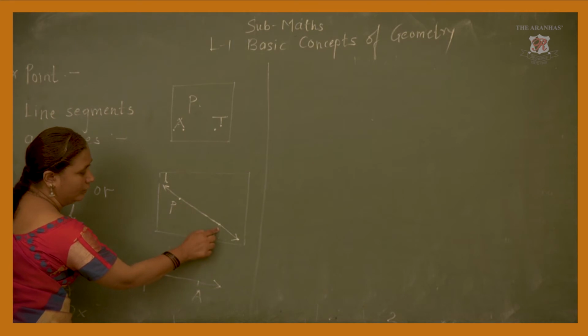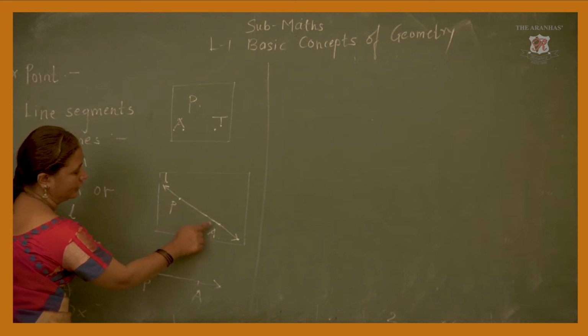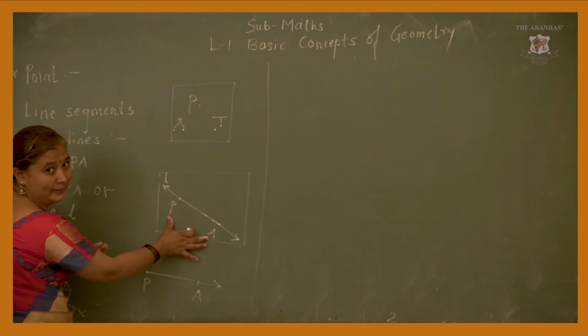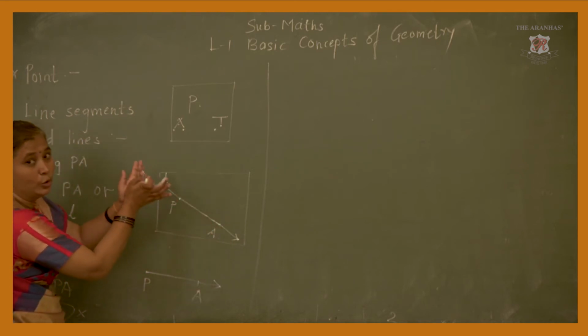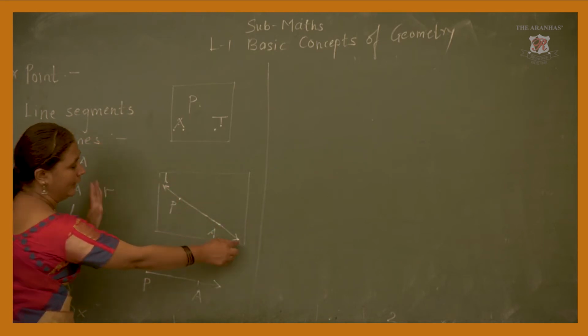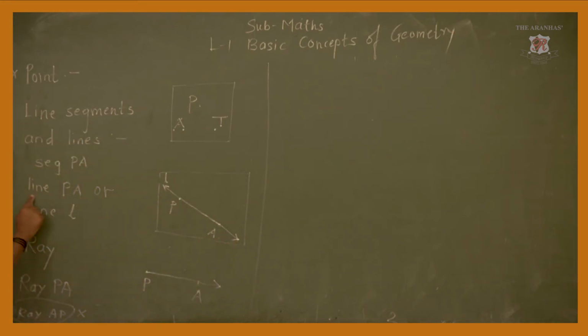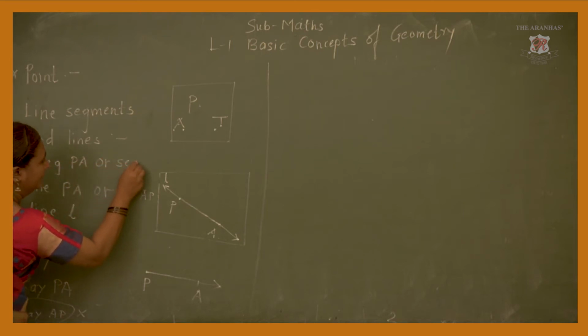Here you can see in the figure point P and point A. So point P and point A are the two end points of the line segment, and we can read and write it as segment PA. Then a line goes in two opposite directions, shown by the arrows, and is read as line PA or line AP. For a line segment also, we can write segment PA or segment AP.